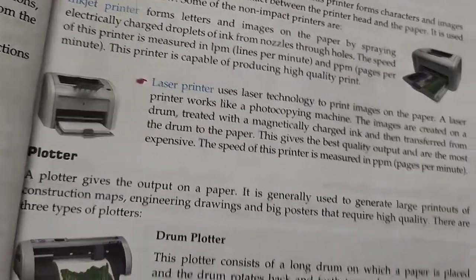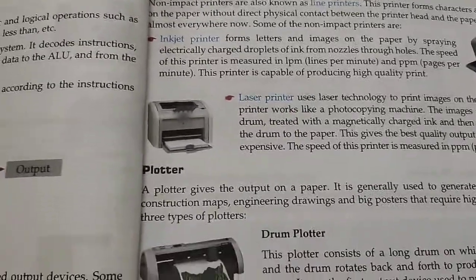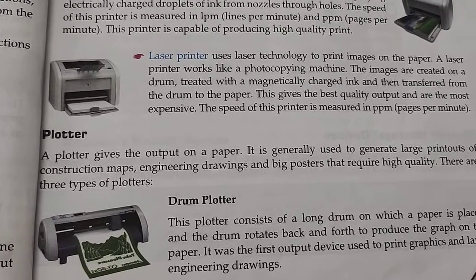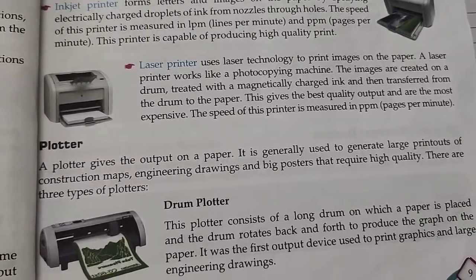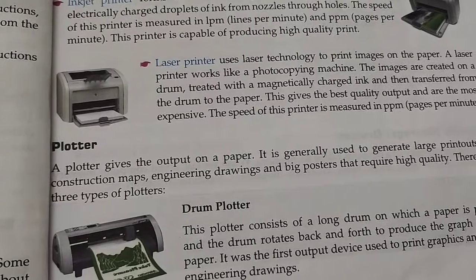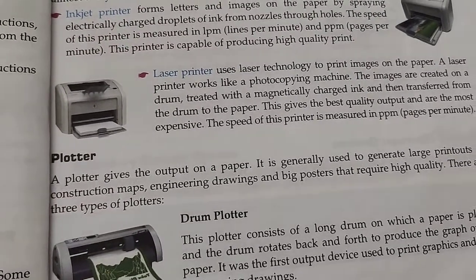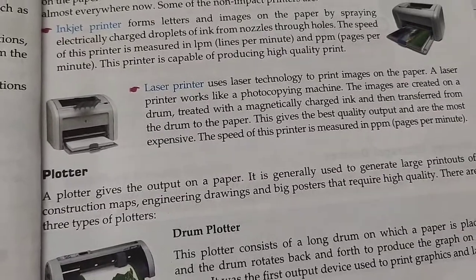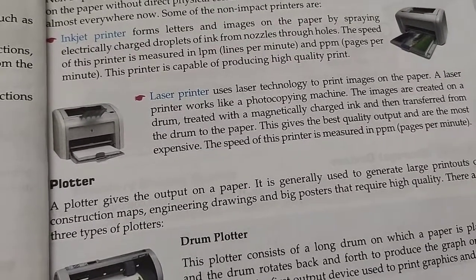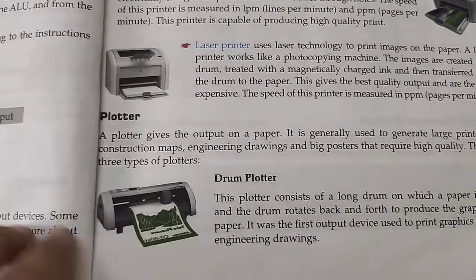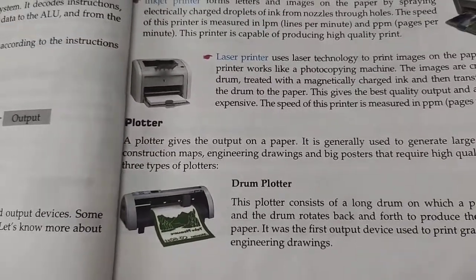Plotter. First we learned about printers, now it is the plotter. Plotters output on paper. They are generally used to generate larger prints. On our roads we see big statues and big portraits, and printed ads and advertisements are done on plotters. Plotters are of many types.